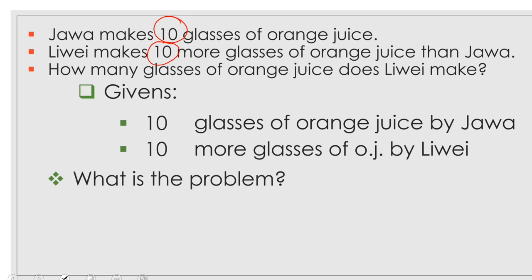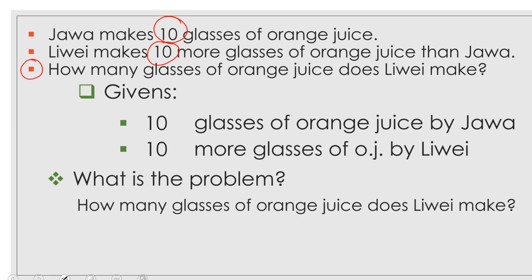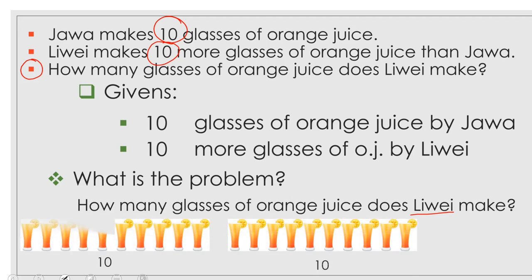The problem is actually the third line. So here, how many glasses of orange juice does Liwei make? So it's asking about Liwei. But we can find the answer by using the givens. The givens say 10 glasses of orange juice by Jawa and 10 more glasses of orange juice by Liwei. So if we have 10 and 10, that would make, okay.